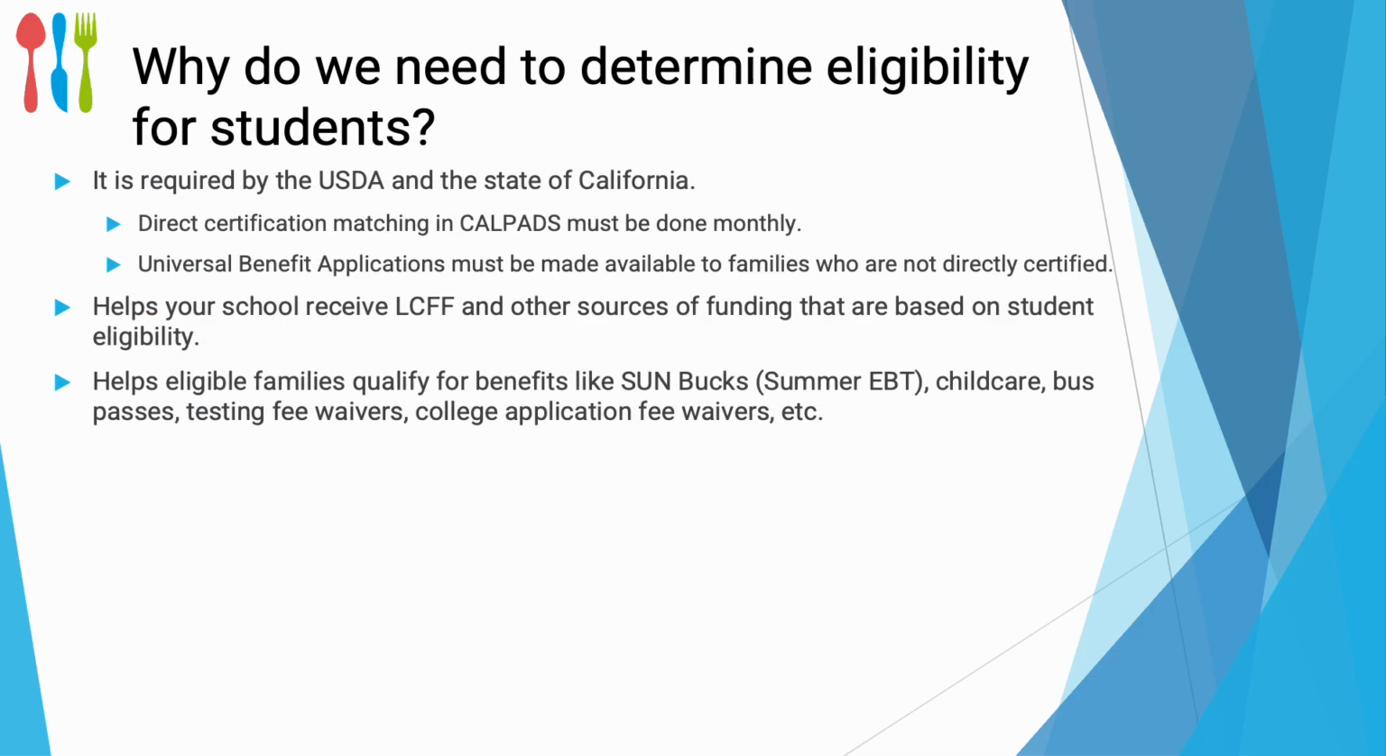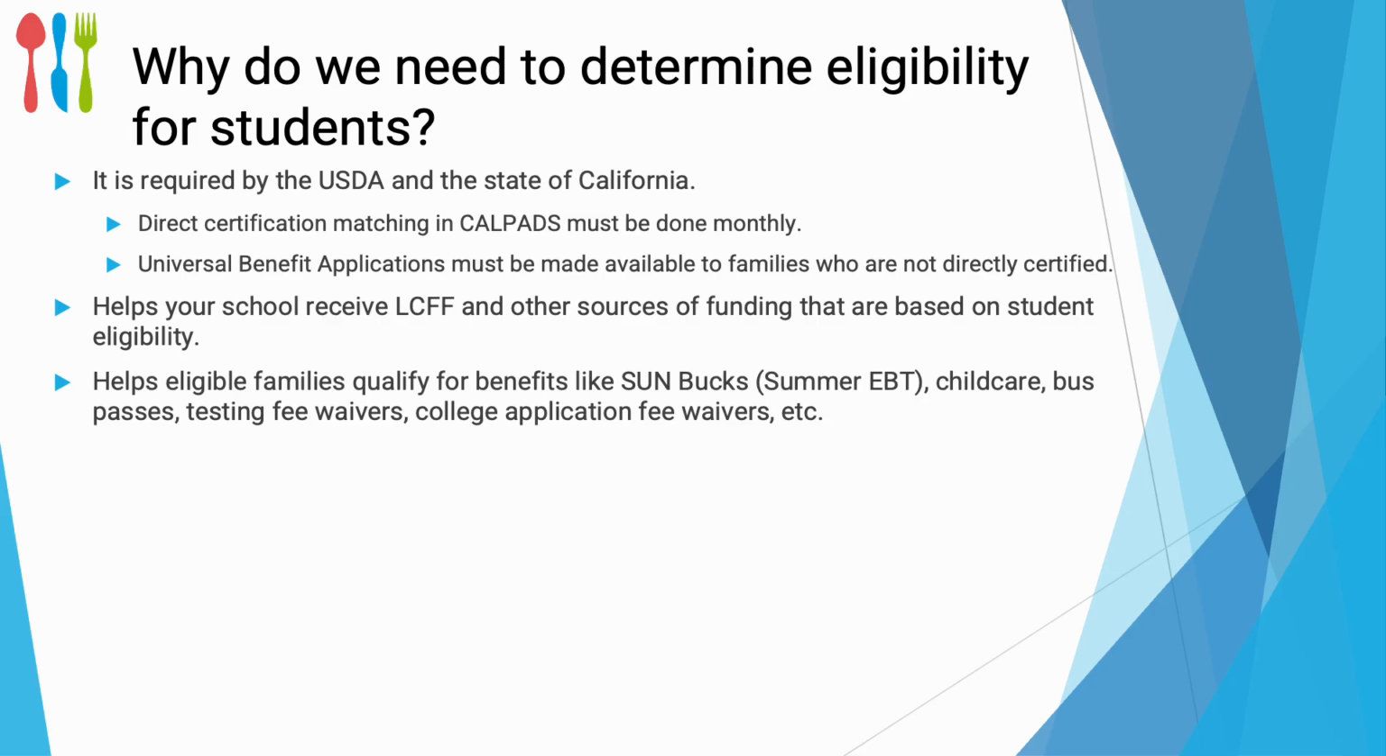So, as I mentioned before, why do we need to determine eligibility? Everybody's eating for free, right? It is required by the state of California in a couple of ways. One, direct certification matching should be happening in CalPADS monthly according to California regulations. And universal benefit applications need to be made to families who are not directly certified so that they can qualify for benefits like SunBucks, mostly, which is a Summer EBT cash benefit to families who qualify.